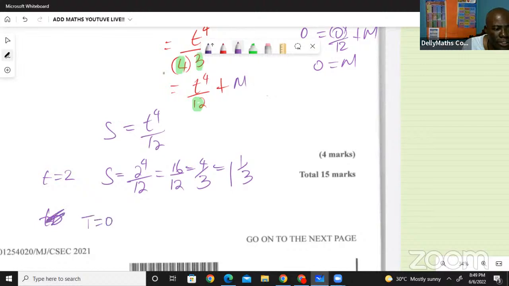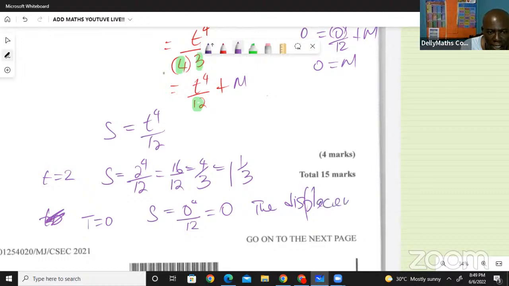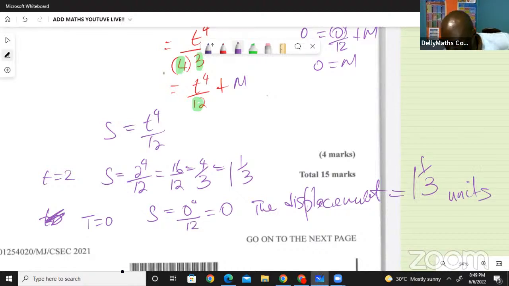s is going to equal 0 to the 4th over 12. So this is 0 already. This gives us 0. So that means that the answer, the displacement, is equal to 1 and 1/3 units. All right, good. 1 and 1/3 units right there.